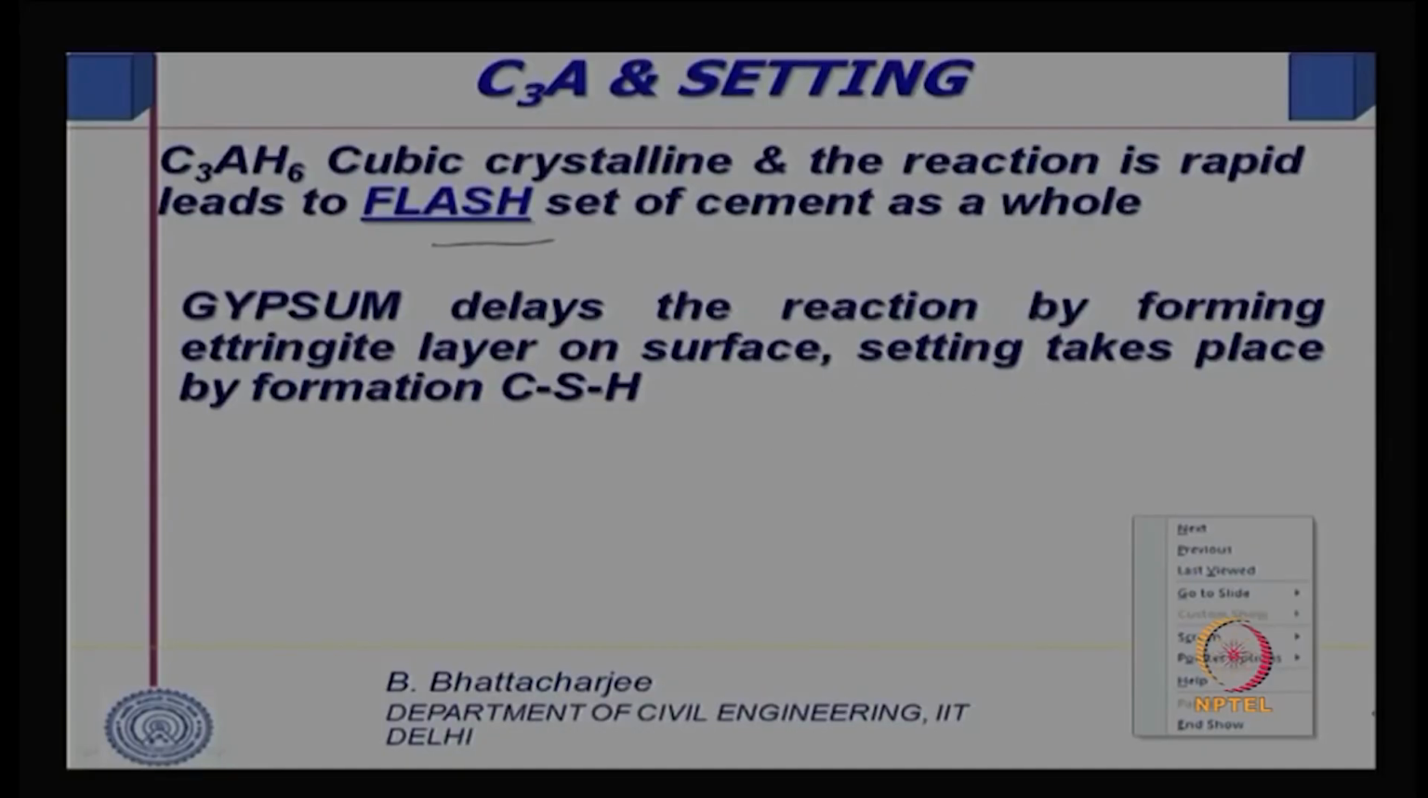It quickly solidifies in a very short period, and it is not desirable because other reactions do not continue. So, flash set is not desirable, and that is why we add gypsum in the cement. Now, gypsum essentially delays the reaction by forming an ettringite layer on the surface. Setting takes place later on by formation of CSH. So, this is what it does. Gypsum delays the reaction by forming ettringite.